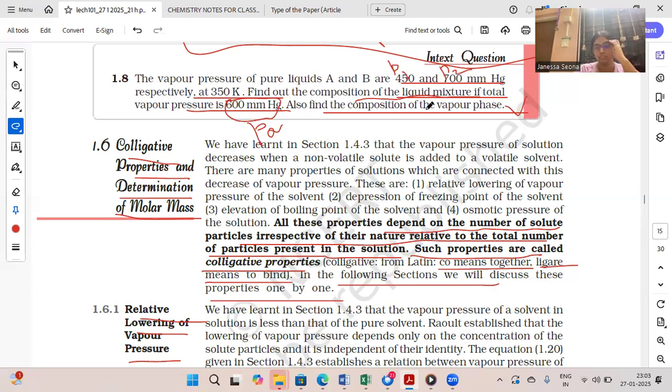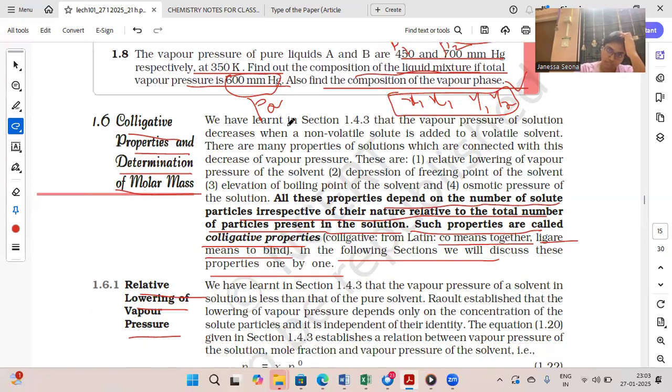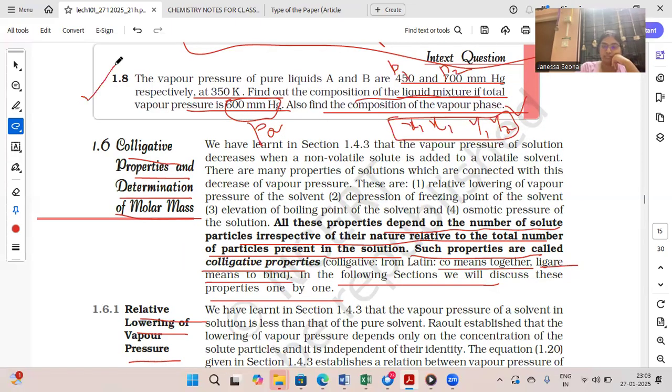Composition in the liquid phase and vapor phase. Composition, by composition, it means mole fraction x1, x2, y1, y2. This has to be found. Yeah, this is another interesting problem. Moving forward, we'll come back to this.